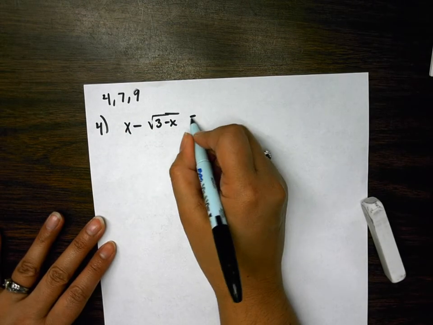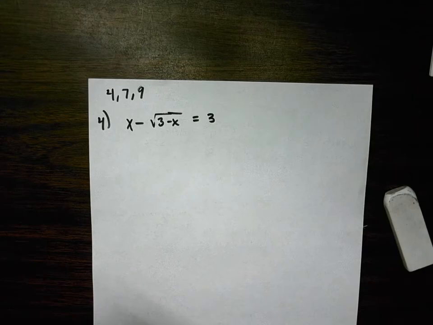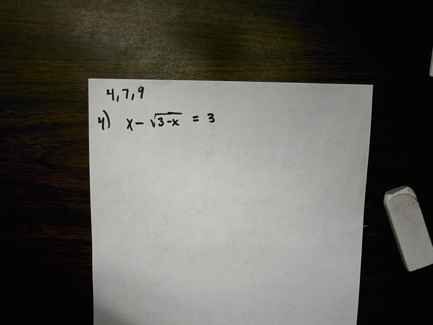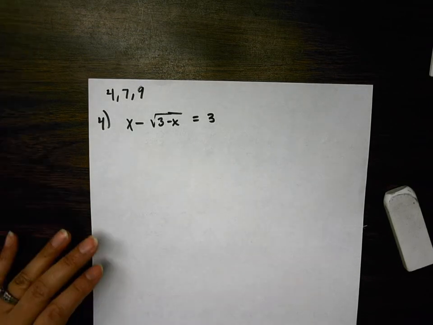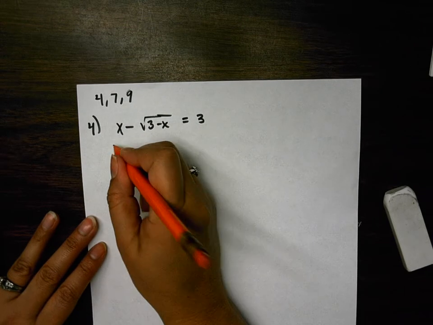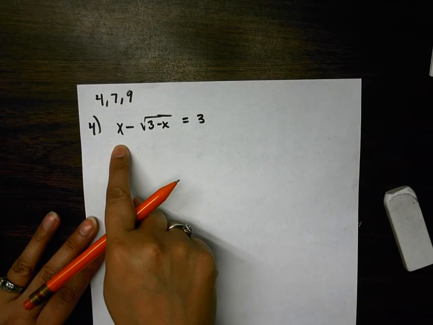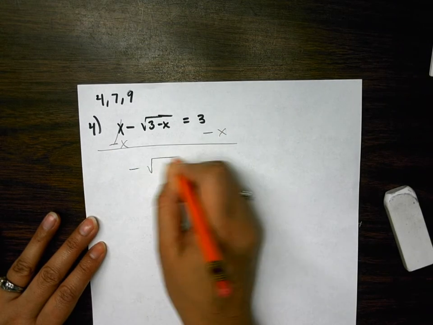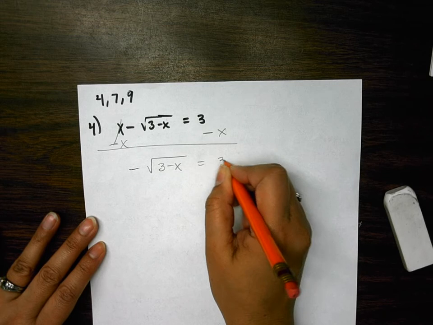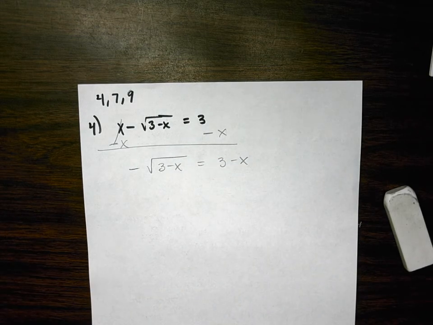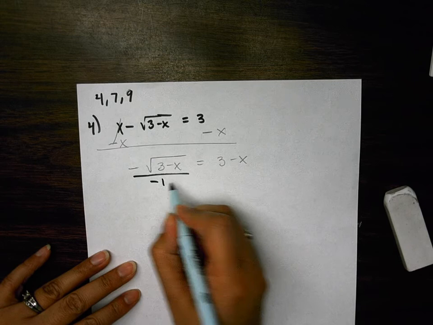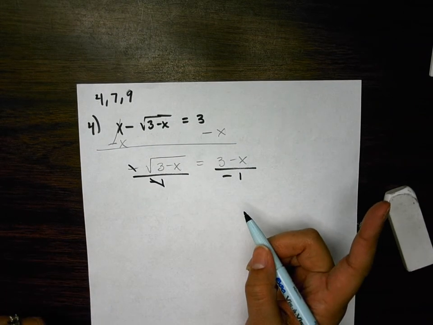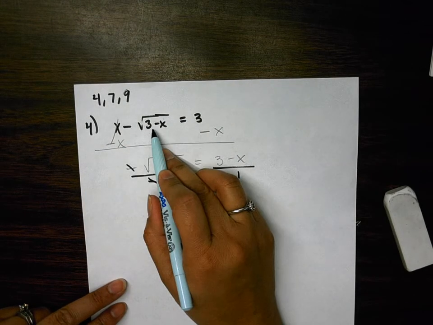Okay. x minus the square root of 3 minus x equals 3. Suggestions? Move the x. Okay, before I square everything, I do have to move the x over. That I can't square with that x sitting there. So negative square root 3 minus x equals 3 minus x. What should I divide by still before I square? Negative 1. Technically, it's okay if you didn't divide by the negative 1. You did have to move the x over.